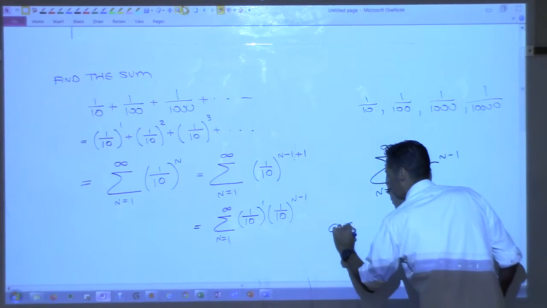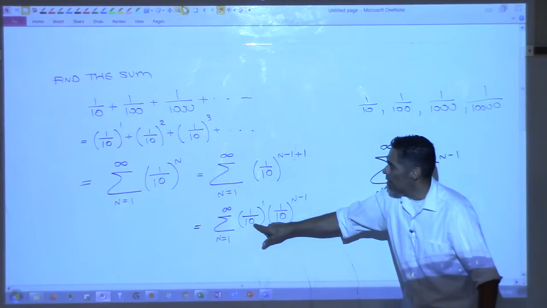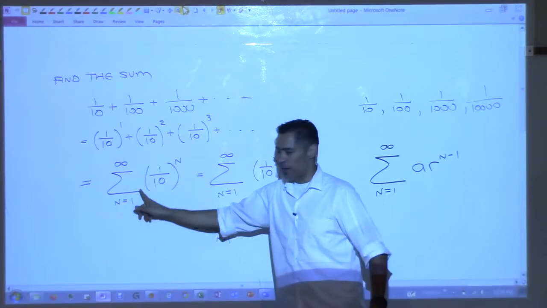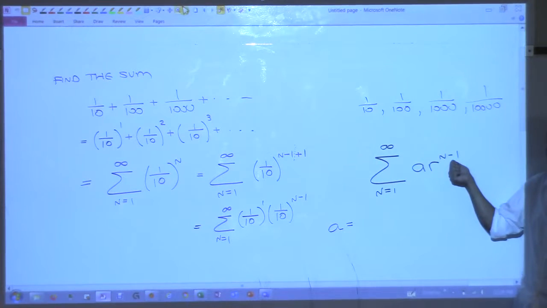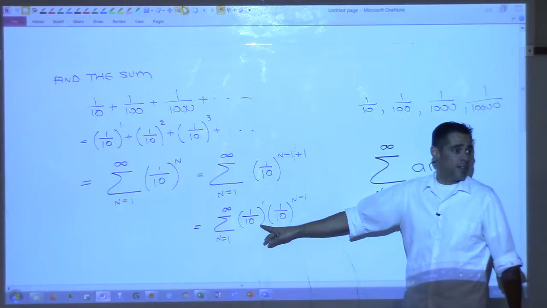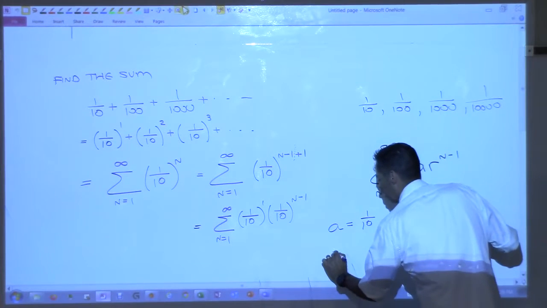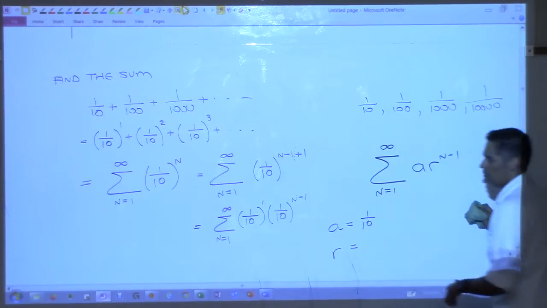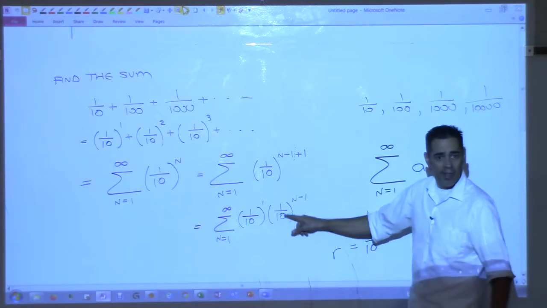What's A for us? Careful, what's A? 1/10, right? Because look, there's a number in front of everything. 1/10 is the number. It looked like it was going to be 1 earlier, but once we converted it over to get the correct exponent up here, n minus 1, we actually created ourselves a new A. So our A is 1/10. What's R? 1/10 also, right? That's this, 1/10.